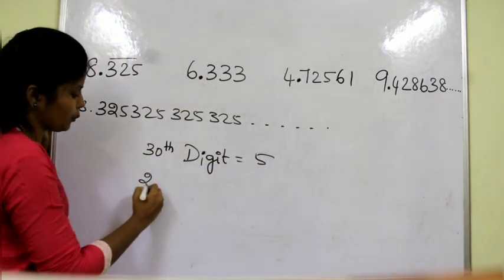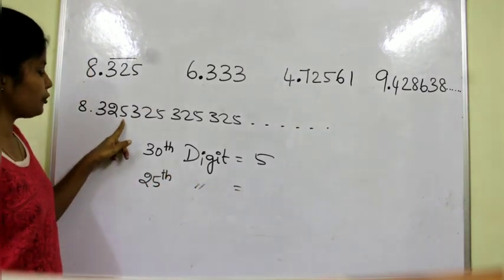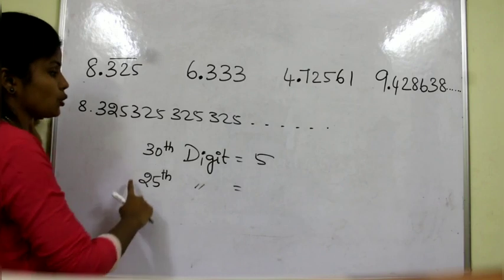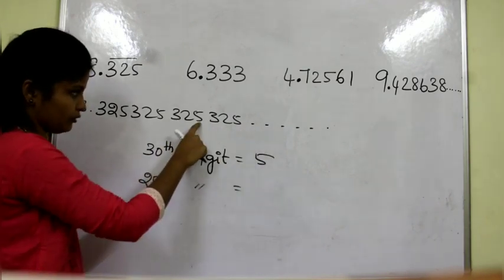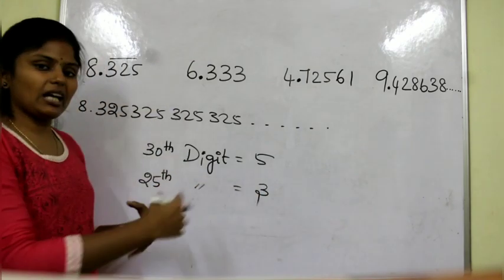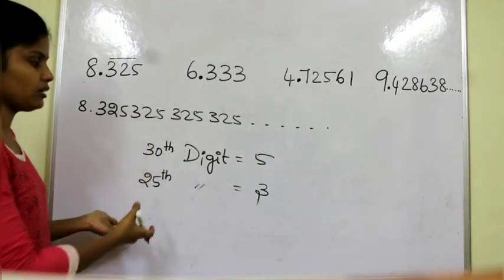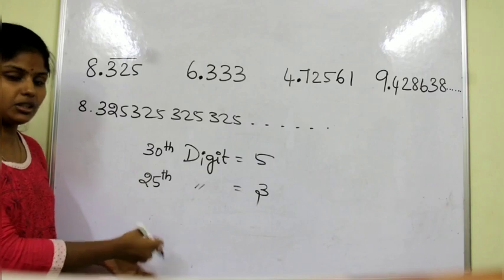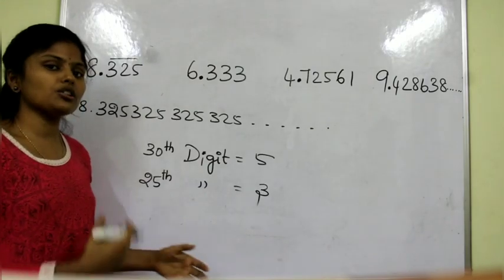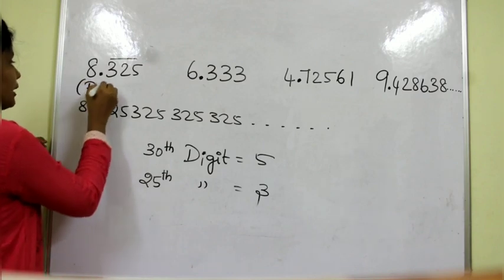Similarly, what would be the 25th digit after the decimal point? Every third position will be occupied with 5. So the 24th place will be occupied by 5 and the 25th place will be occupied again with 3. So by any means you can find the nth digit after the decimal point. You can similarly find the 100th digit, the 125th digit, the 1000th digit after the decimal point. Because of this reason, this number 8.325 bar belongs to the rational category.